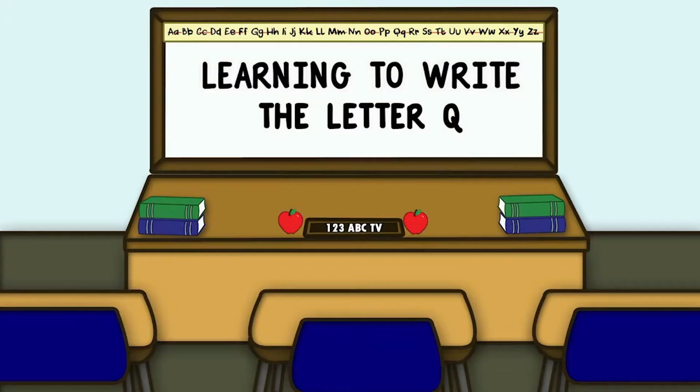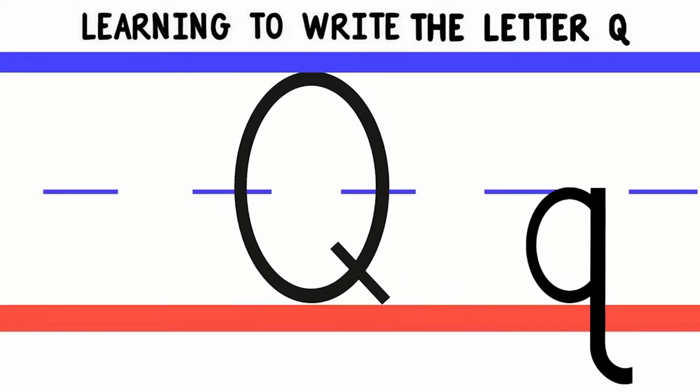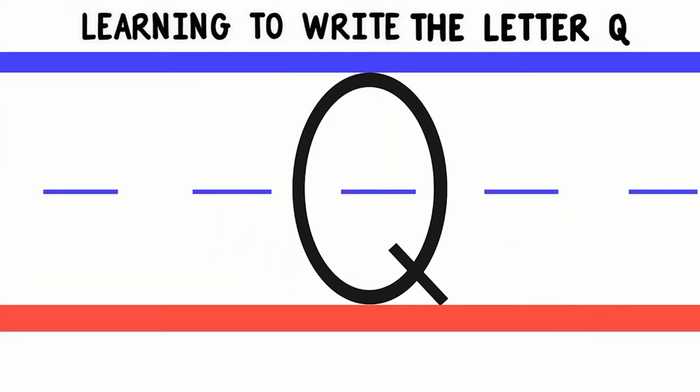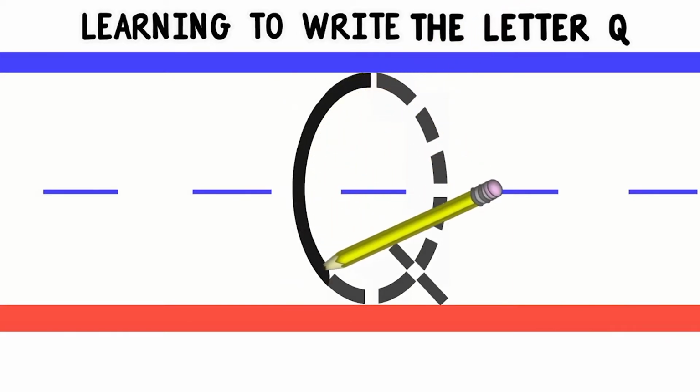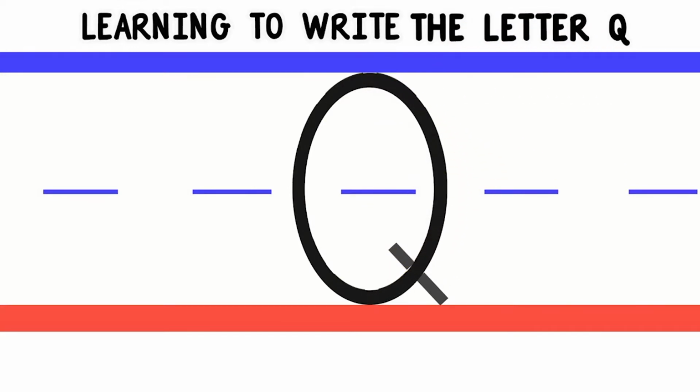Good job! Let's learn how to write the letter Q. Q as in quail. We'll start with uppercase or big Q. To write uppercase Q, we'll start at the top and do a big circle all the way around. Then we'll go to the middle and do a diagonal line out.